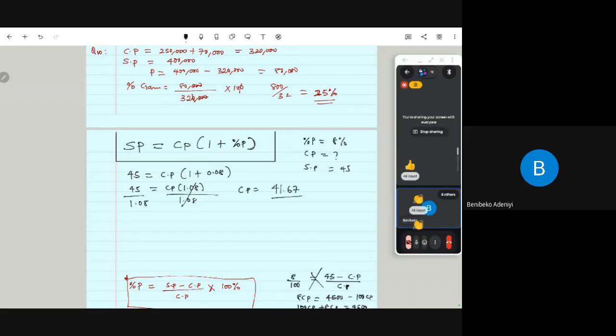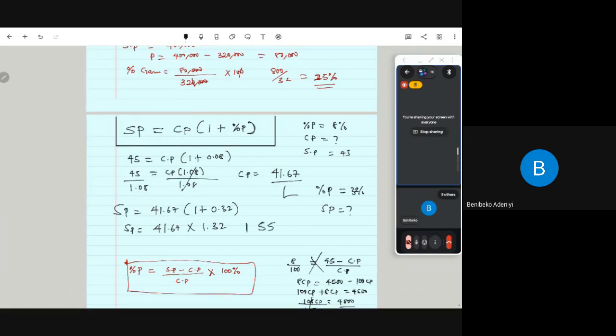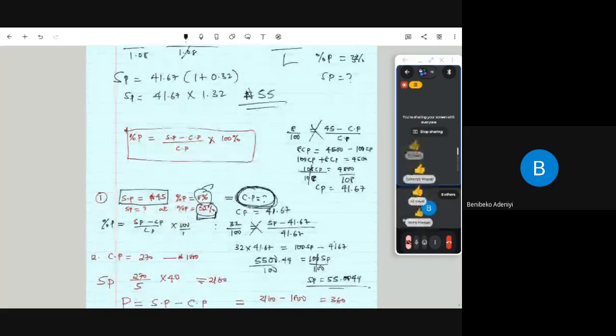Again, we've gotten the cost price now. We now have another question that says the percent profit now is 32%. Find the selling price. Very simple. Just say selling price equals cost price that we've gotten to be 41.67 times 1 plus 0.32. So SP is going to be equal to 41.67 times 1.32. Just multiply 1.32 to it. That gives 55. Very simple, right? Keep this formula. Keep it.